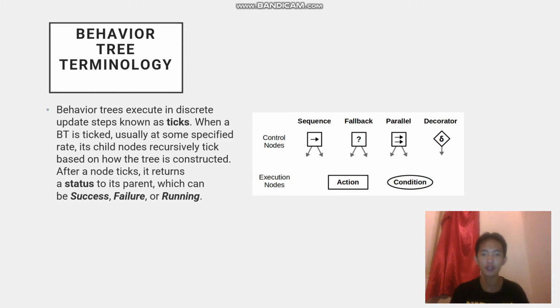Like this sequence. For example, if you want to open the door, and the human detect sensor detects a human, that is like success. And if the sensor cannot detect a human, that is like failure. That's one.